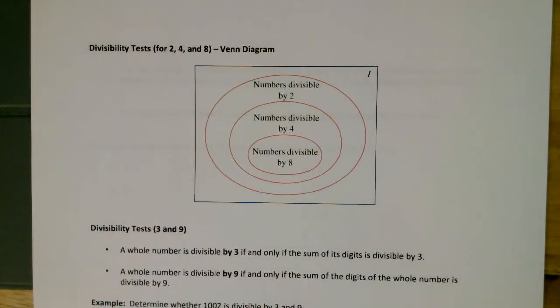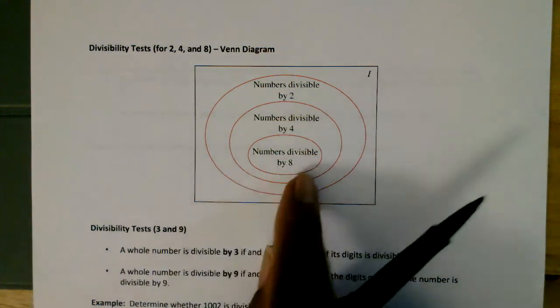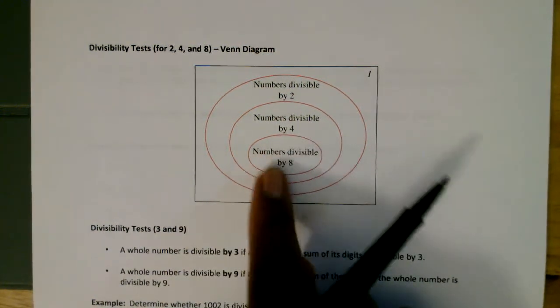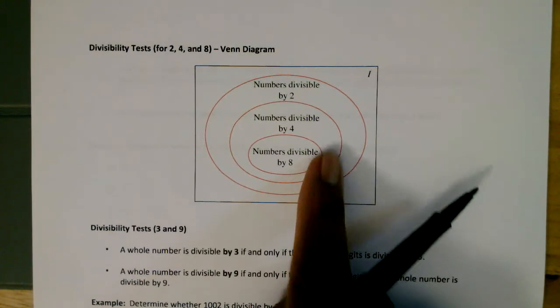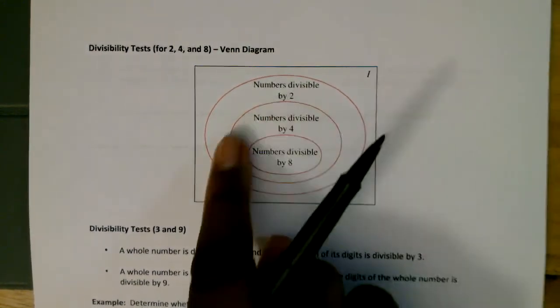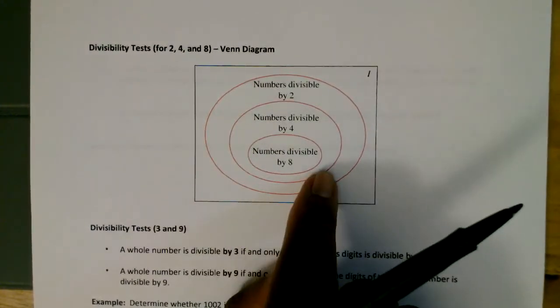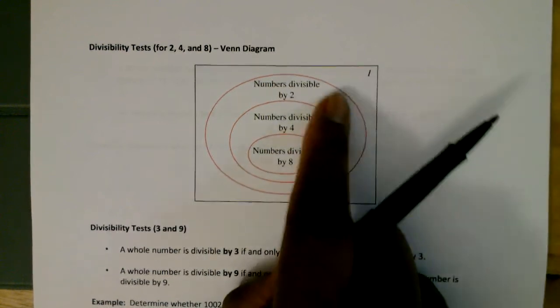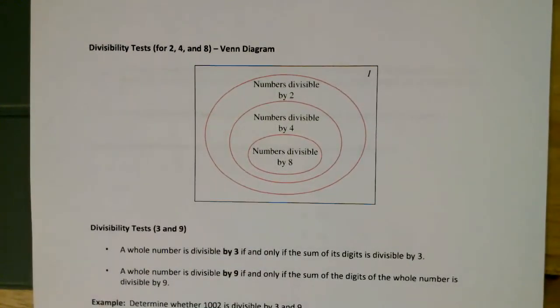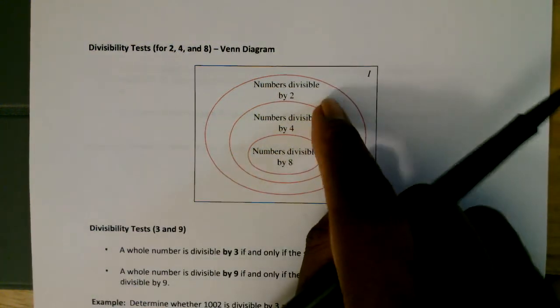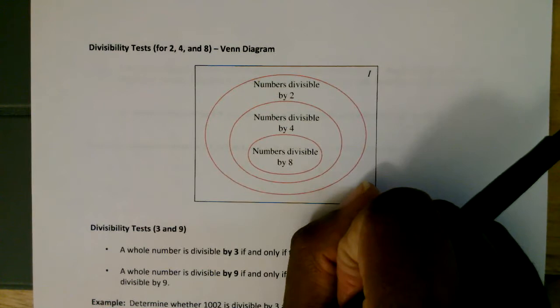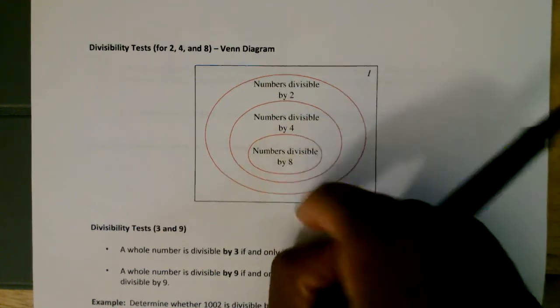All right. Now here we have a Venn diagram for the divisibility test of 2, 4, and 8. And notice that the numbers divisible by 8 is in the innermost circle. So if you have numbers that are divisible by 8, then also you're going to have numbers that will be divisible by 4. And if you have numbers divisible by 4, then that means you're going to have those numbers being divisible by 2. Now, of course, you may have numbers divisible by 2, but not by 4 or not by 8. And then you might have numbers divisible by 4, but not by 8 as well.